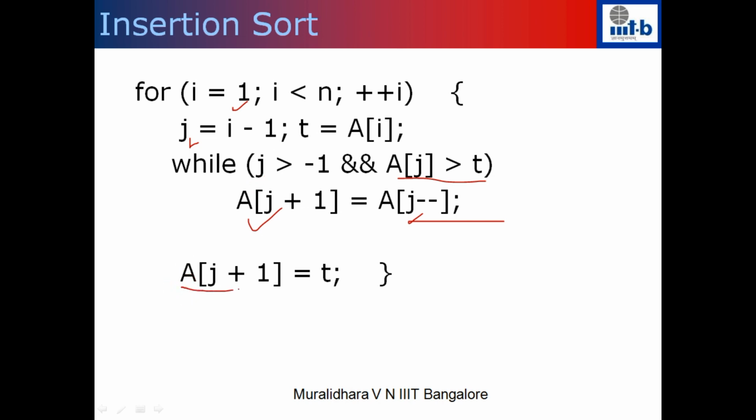In that case, I just go and write t to the A[j plus 1]th location. A[j] is smaller, but the next number has already been written to the next location. So A[j plus 1] is the location where I have to write my t.